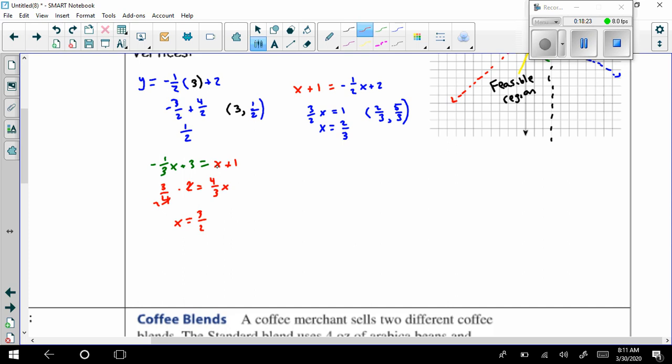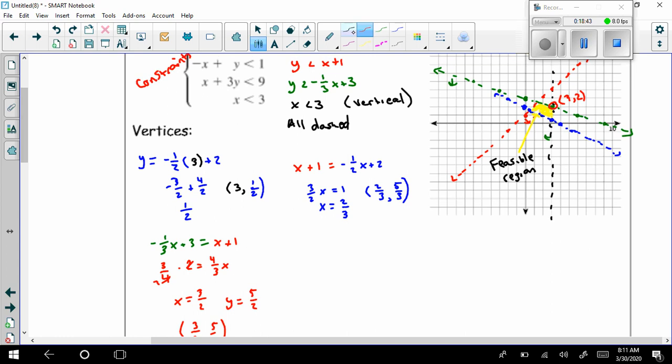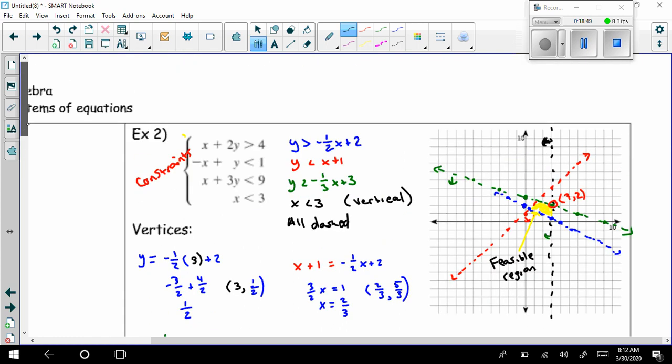Plug that back in, 3/2 plus 1, which is 2/2, is 5/2. So that point is at 3/2, 5/2. All right, and we already found that last vertex over here was, remember, at 3 and 2. So we have all 4 vertices for our feasible region.